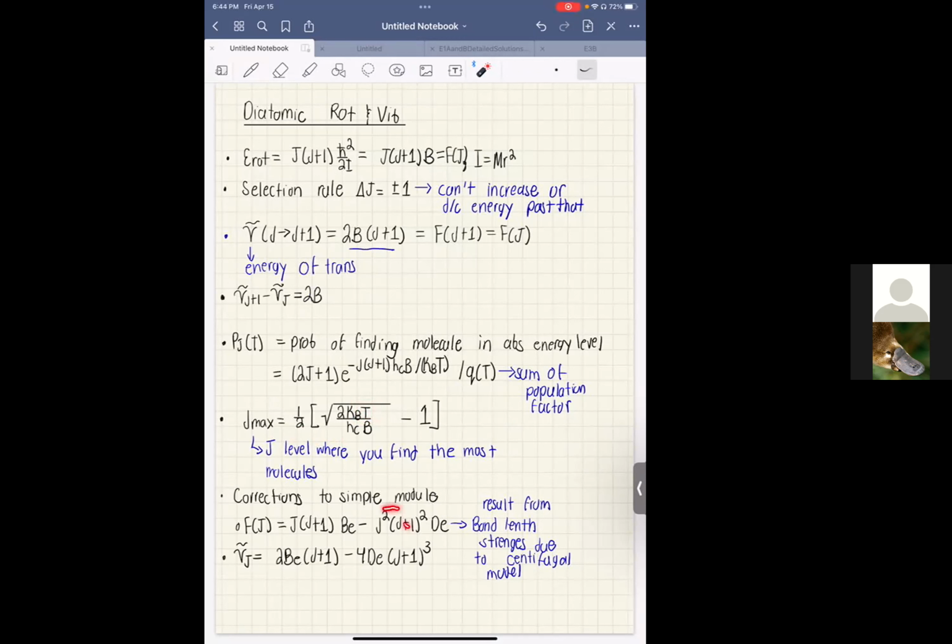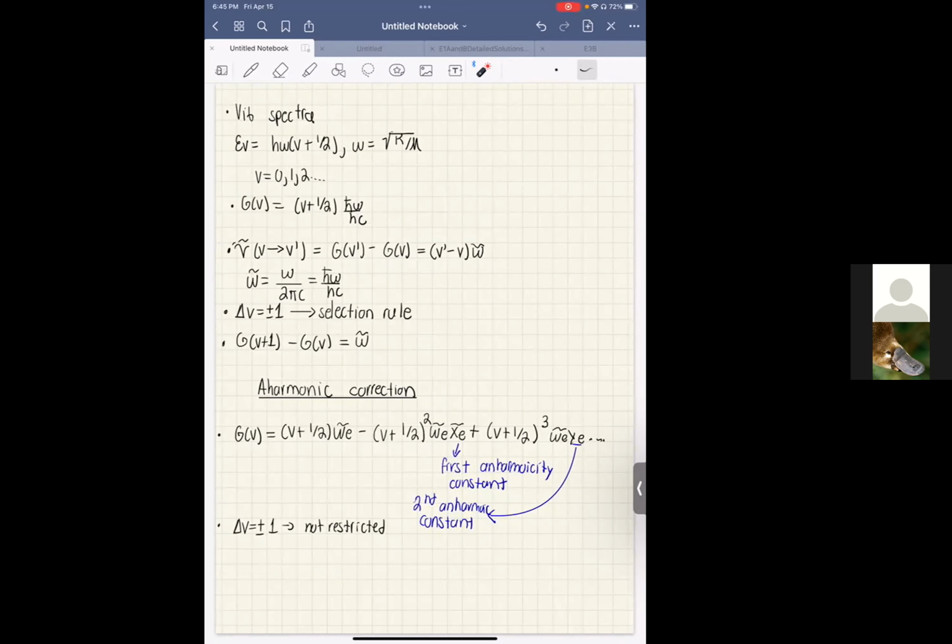And this is the correction, because in spectroscopy they found that there's actually a correction due to rotation that distorts the bond a little bit, and the bond length. So this term accounts for that. And if you find the difference between the 2 energy levels, like I did right here, you'll find that it is equal to this equation.